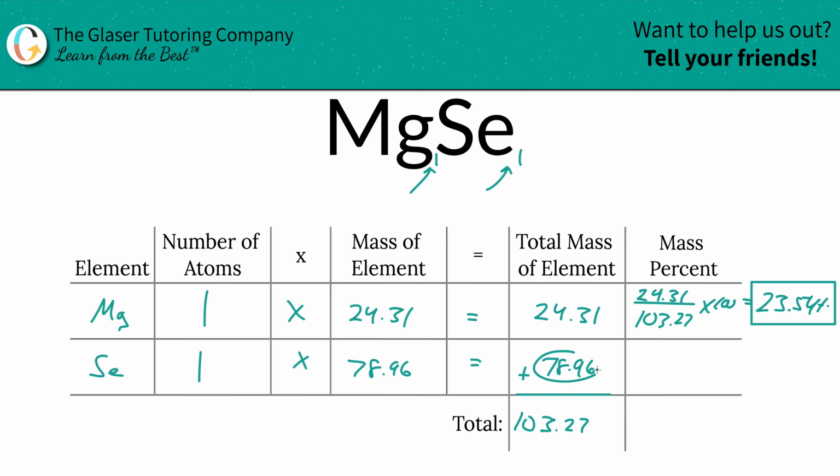Selenium, now we're going to do the same thing. Take the total amount of selenium, 78.96, divided by the total mass of the compound, 103.27. Multiply that by 100, and you're going to get 76.46%. All right? They should both add up to 100.